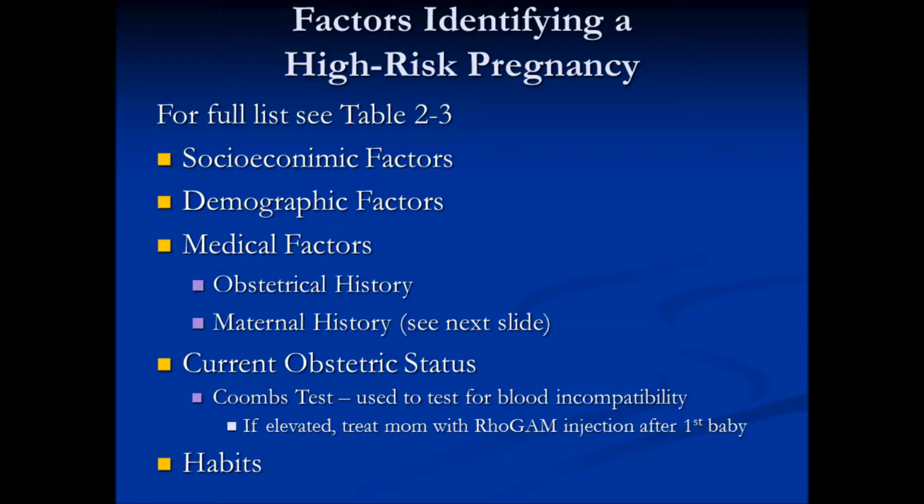The socioeconomic part really just kind of makes me cringe a little. They mention things about unwed status, especially if it's an adolescent, minority status, poor nutritional status. Now that one I can see, poor nutritional status, but some of these other ones listed make me a little mad on the inside.